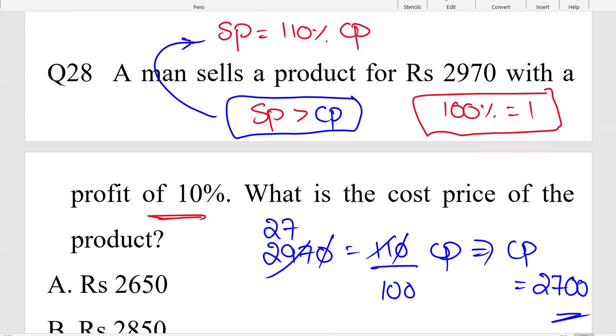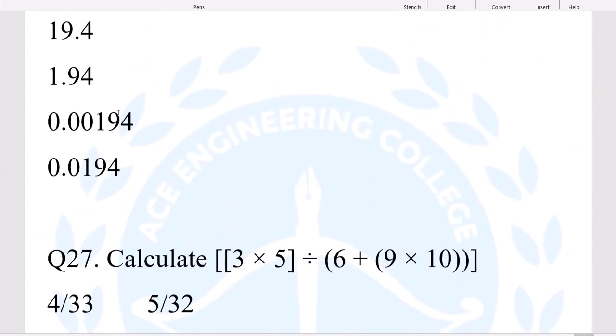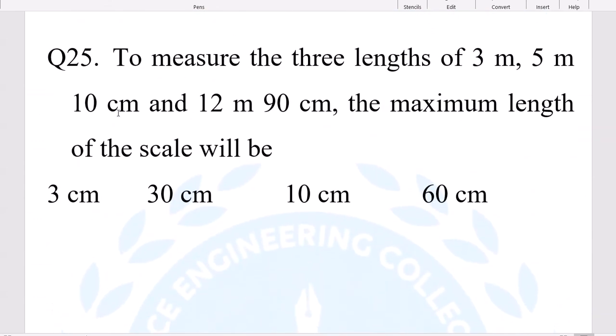Yes, what's the next one? 25. To measure the three lengths of 3 meters, 5 meters 10 centimeters and 12 meters 90 centimeters, the maximum length of the scale. This is an excellent question, an application of HCF. Highest common factor, common scale. See, the question is very simple. I need to use the same scale to measure all those three. What is the maximum length of that scale?